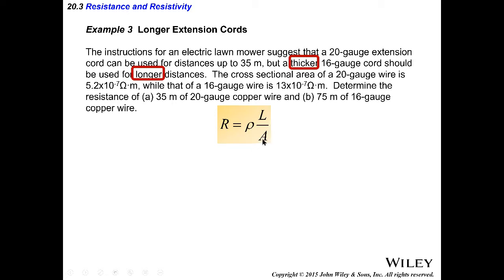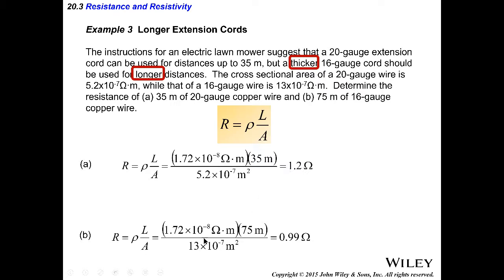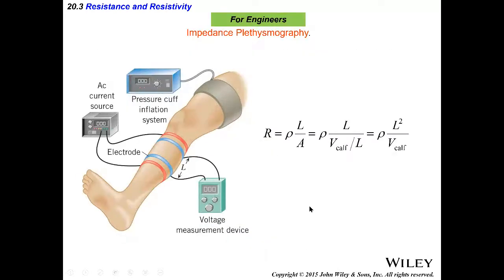This basic formula, the concept is there, and the book actually does it for you, and they say, oh, given that it is made of whatever, resistivity is this much and the length is this and so on, the resistance is 1.2 ohms, versus for the thicker wire it is 0.99. All right, that's just for this particular example.